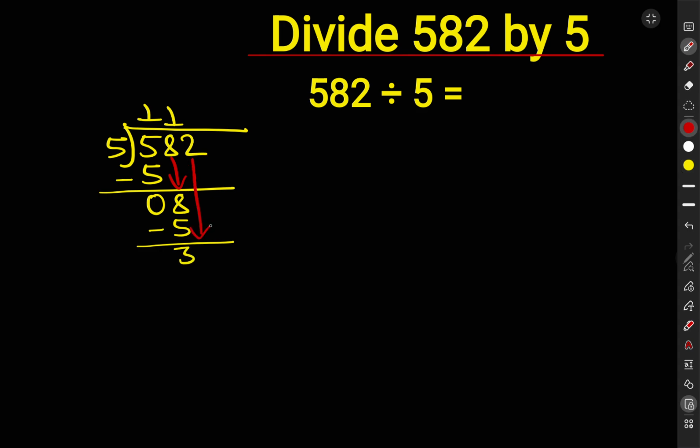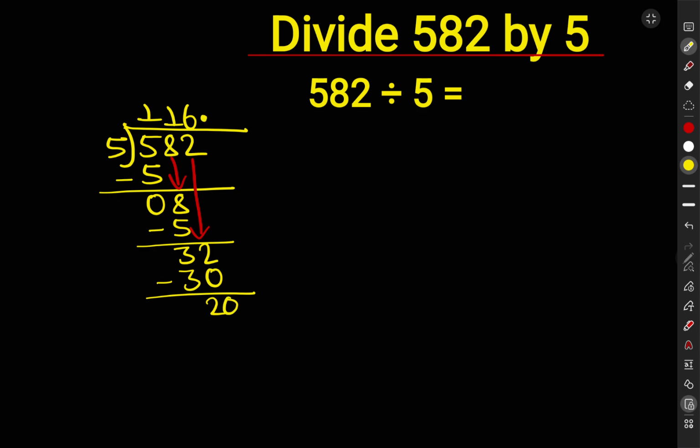So now we put down this 2 and it is 32. 5 times 6 is 30. On subtracting we get 2. So now we have no other number to put down, so we take a decimal here so that we put 0.